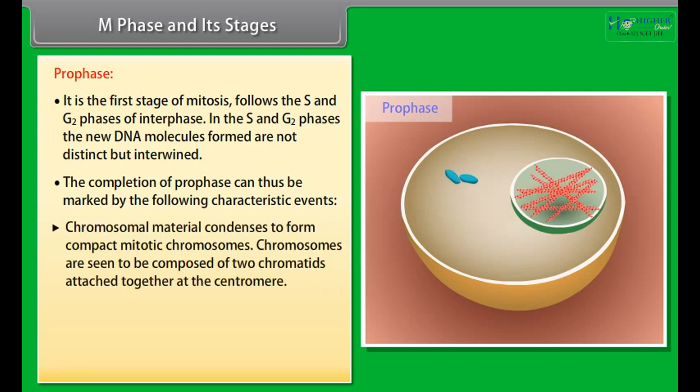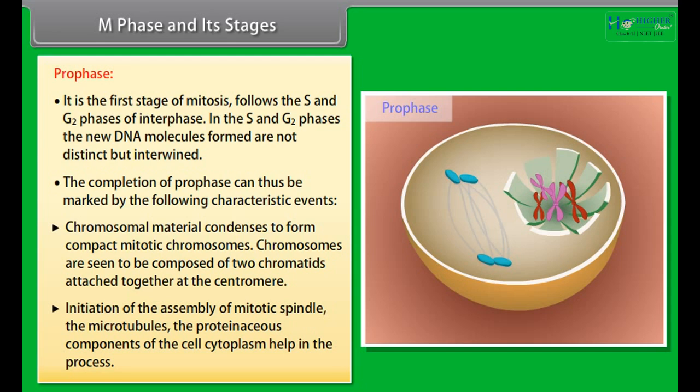Chromosomal material condenses to form compact mitotic chromosomes. Chromosomes are seen to be composed of 2 chromatids attached together at the centromere. Initiation of the assembly of mitotic spindle, the microtubules, the proteinaceous components of the cell cytoplasm help in the process.